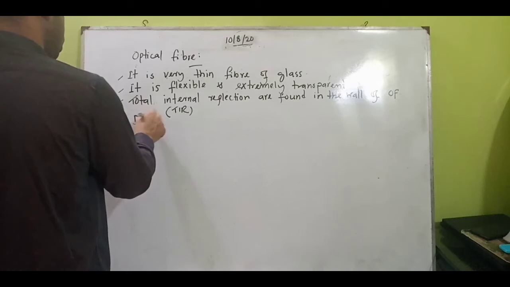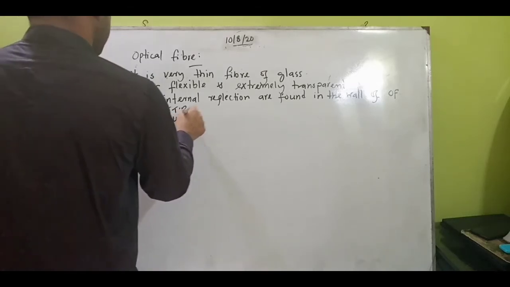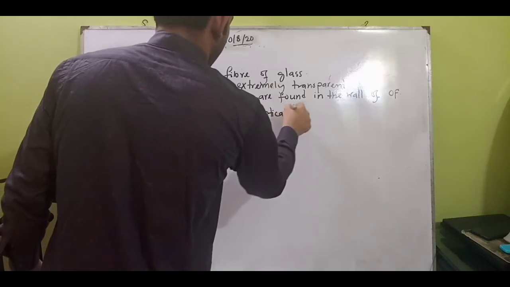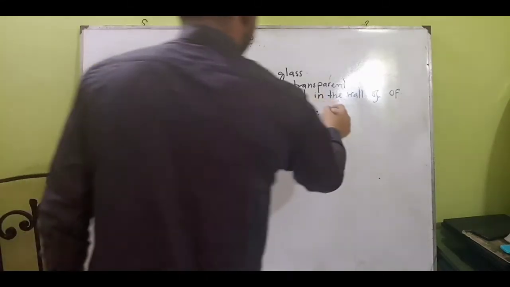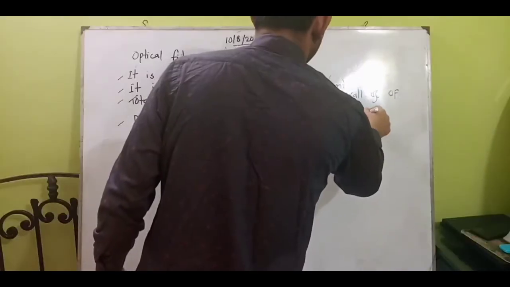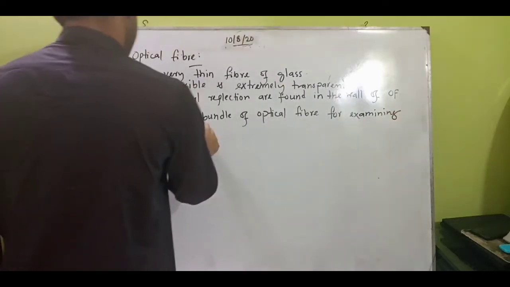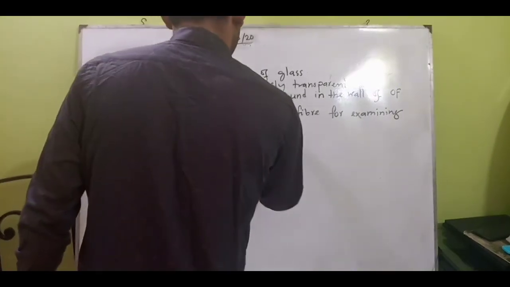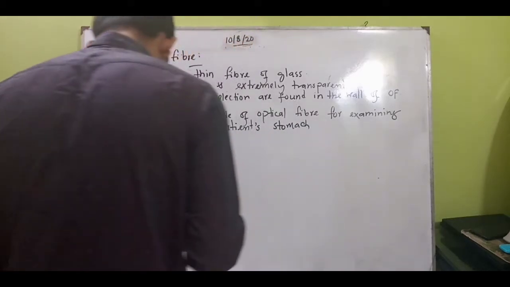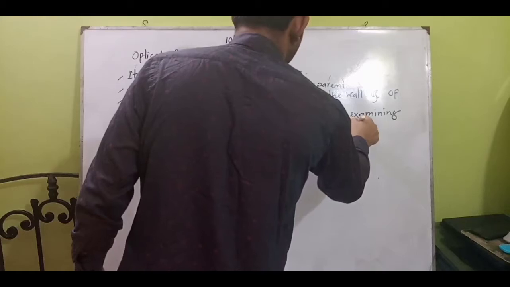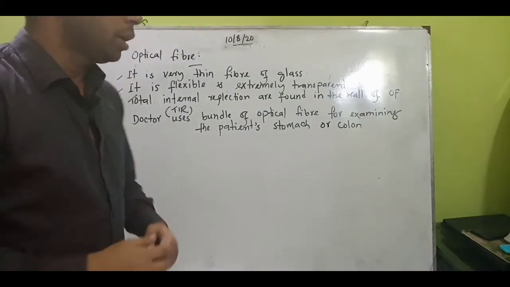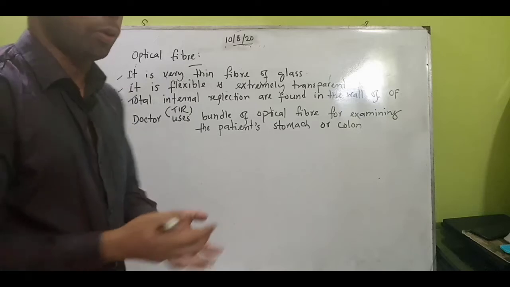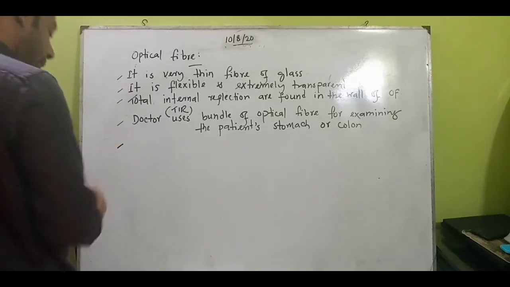Doctors use a bundle of optical fibers for examining the patient's stomach or colon. So these are the features I have written here. If we understand this type of feature, then we can write it in any way the question asks. So the patient's stomach and colon, we can write this one.